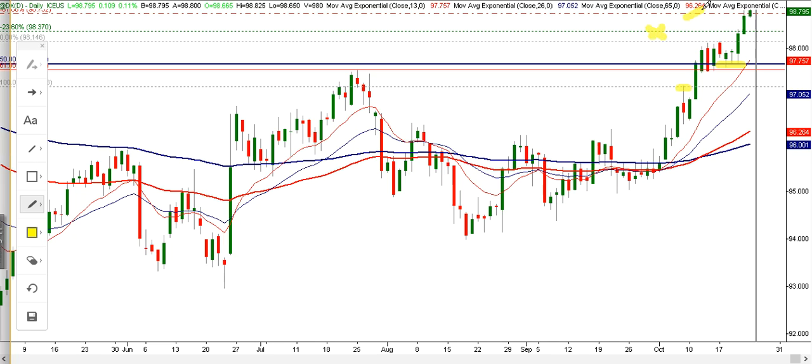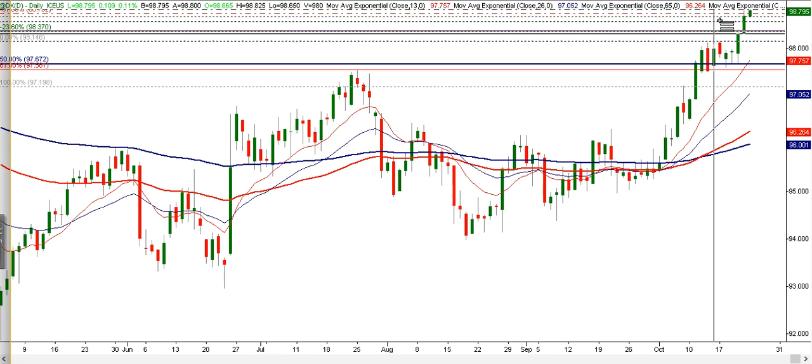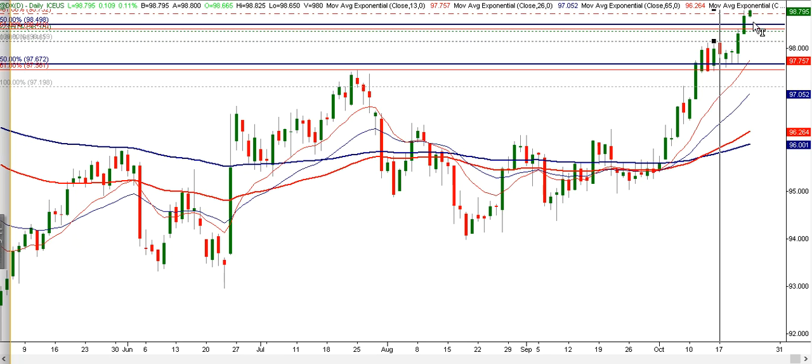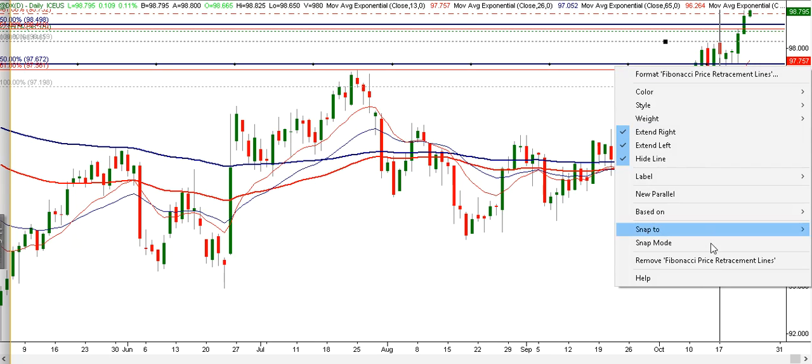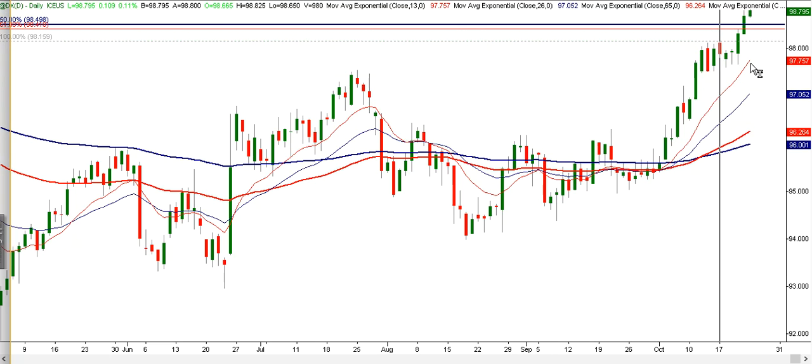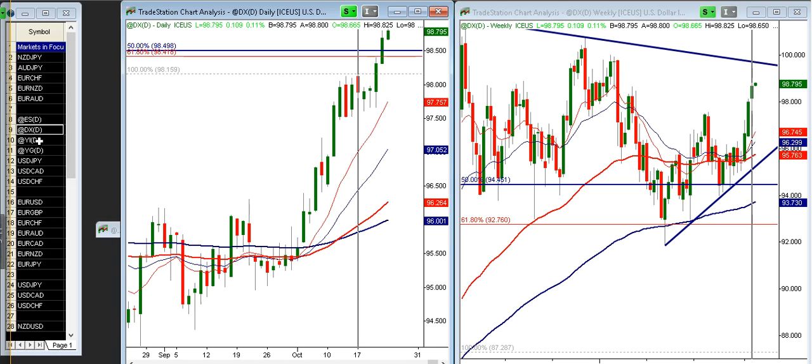The market wanted the first and second target, and now we know that if it comes back, the reaction on this time frame is going to be very shallow here. Okay, so that's for a continuation higher. That's the 98.50 level for the dollar index.